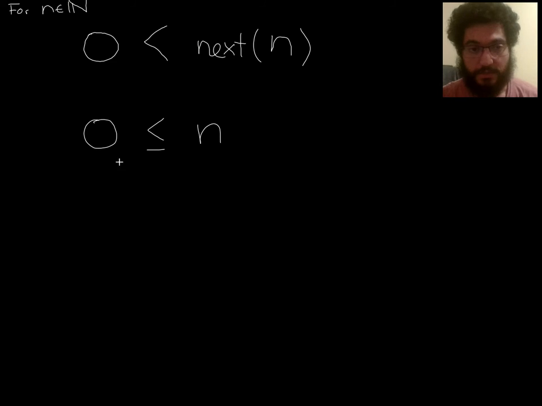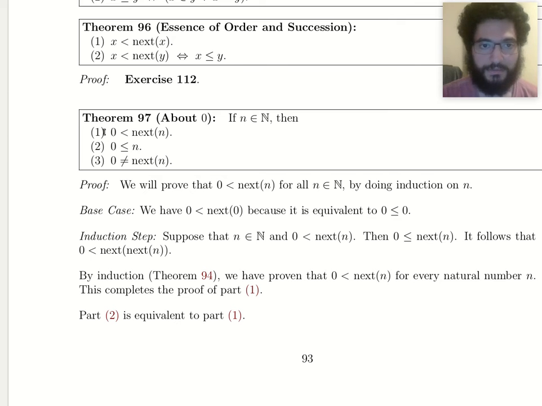So in other words, 0 is the least natural number. This is a way of saying something is the least, right? Is to say it's less than or equal to all things. So that's what these two are saying. 0 is the least natural number. You can think of this also as being a part of that statement, is that 0 has no predecessor.